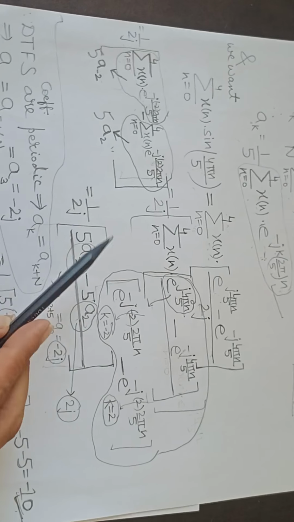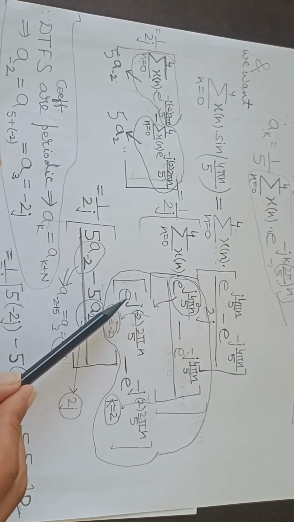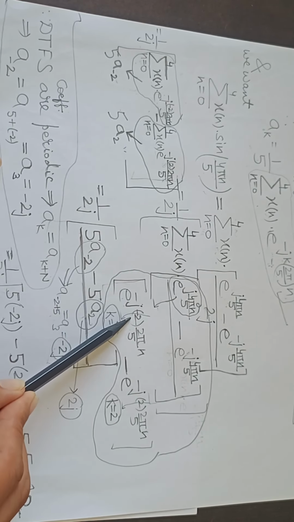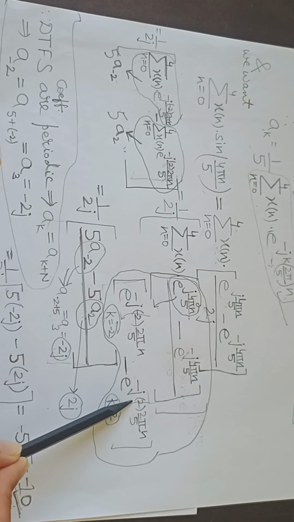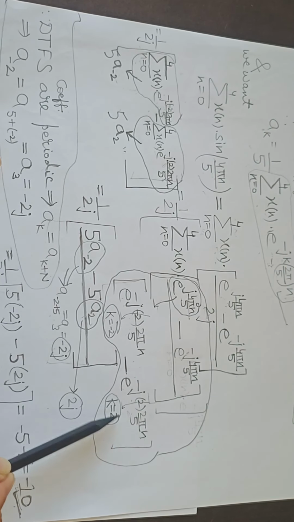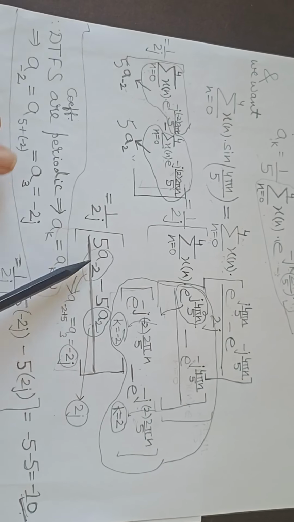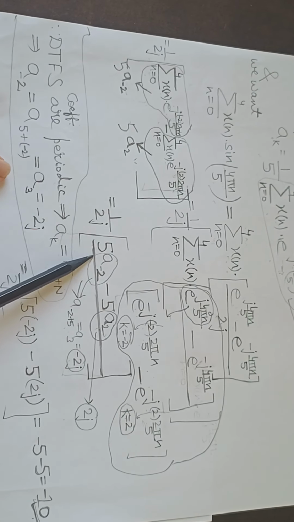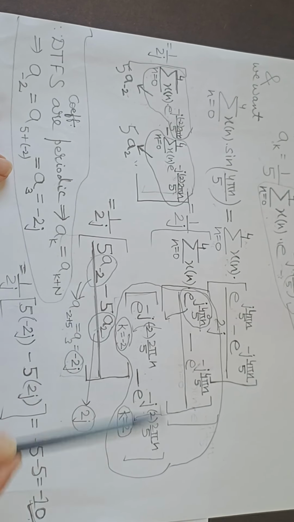Okay, so you can now clearly see that this can be written like this: e to the power minus j 2 pi by 5 n for k equal to minus 2, and e to the power minus j 2 times 2 pi by 5 n. So this is k equal to 2, this is k equal to minus 2. So basically this is 1 upon 2j times (5 a minus 2 minus 5 a2).